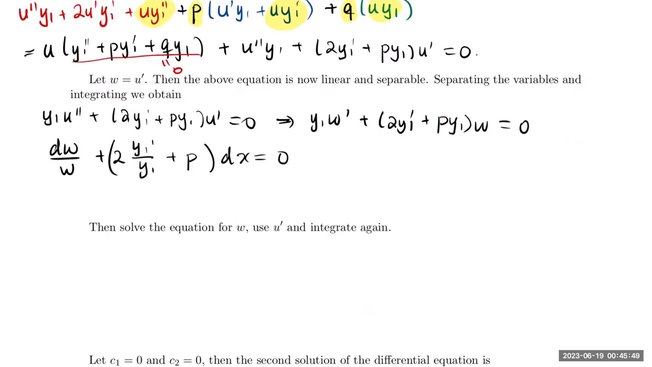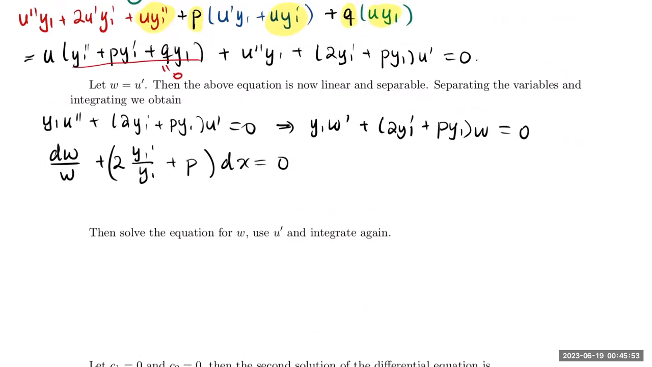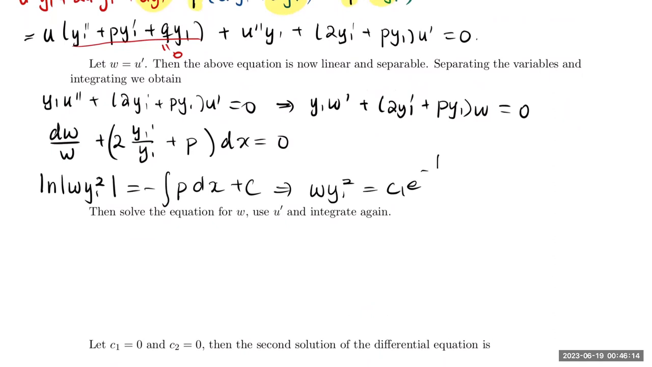So now if we solve this, what we would actually obtain is this form. We have ln of w y1 squared. This is equal to the negative integral of p dx plus c. And so that means w y1 squared is c1 e to the power negative integral of p dx.